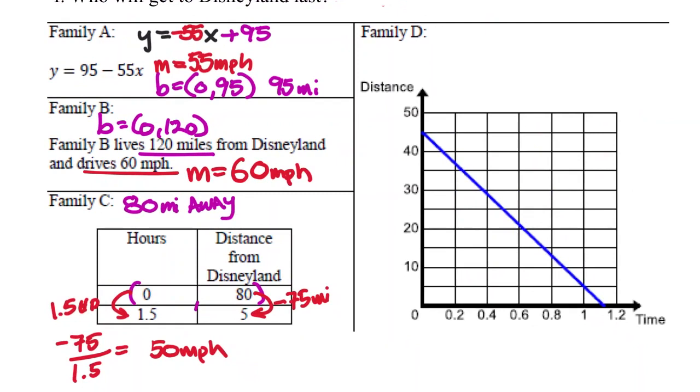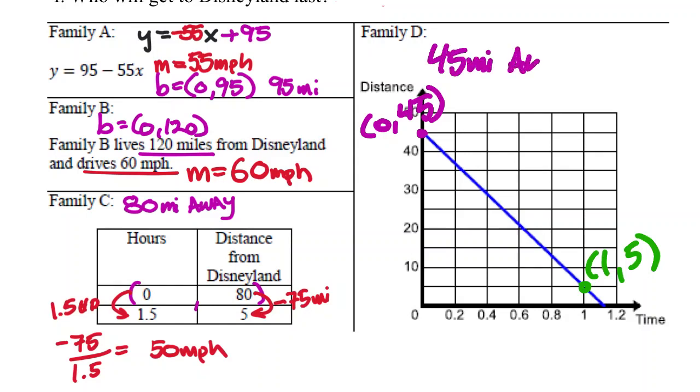Family D, we have a y-intercept. That's just where the line goes through the y-axis. That's at 0, 45. And then the other ordered pair that I see is this one right here. That's 1 hour and 5 miles. All right, but the y-intercept, yeah, that tells us 45. They're 45 miles away to start. So that's probably how far away they live. And then after driving for 1 hour, they're 5 miles away from Disneyland.